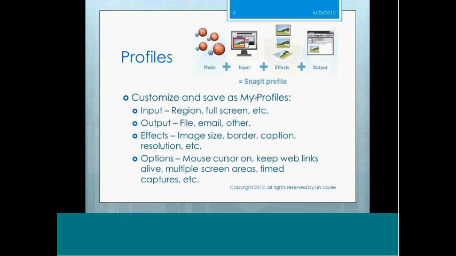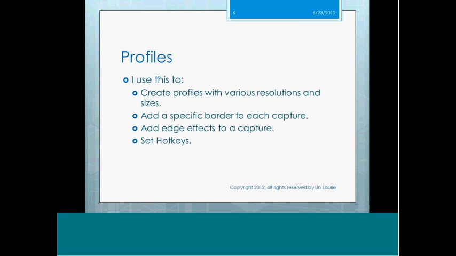You can select the output, which can be a file type such as a Word graphic, an email. I think FTP is another option. We'll go through all of that. You can set up the effects, which include the image size, a border, a caption, resolution. You can also do some color options as well. And then the last area is called options, and that's where you can decide if you want to keep your mouse cursor on, if you want to keep web links active, and some other options too. So we'll go through and look at all those.